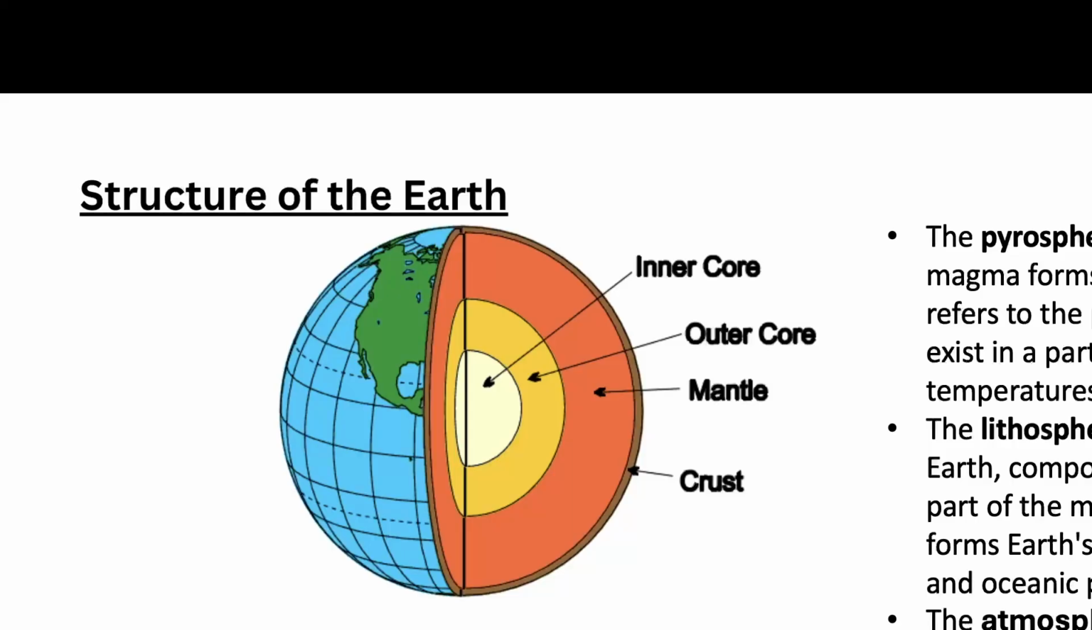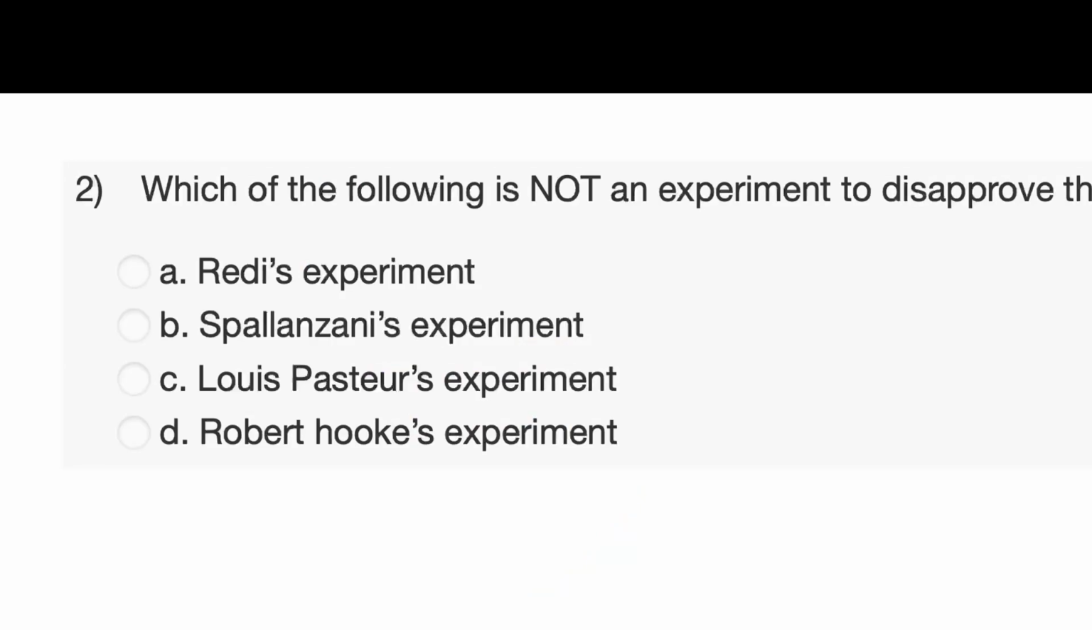Okay, with that we end the first question. Here is the second question. Which of the following is not an experiment to disprove the theory of spontaneous generation? I'll read the question again. Listen carefully. Which of the following is not an experiment to disprove the theory of spontaneous generation? Option A, Redi's experiment. Option B, Spallanzani's experiment. Option C, Louis Pasteur's experiment. And option D, Robert Hooke's experiment.